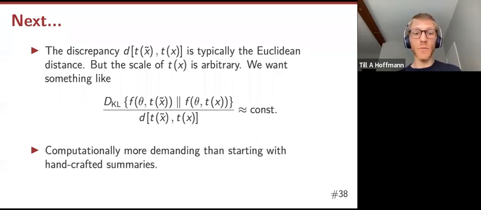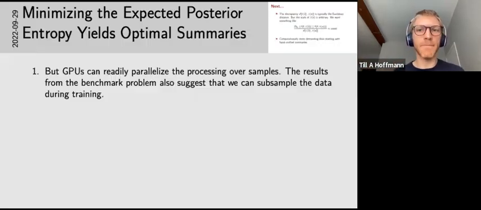It's computationally more demanding than just starting with handcrafted summaries, but fortunately, GPUs can readily parallelize the processing of examples because the first step is just independent processing. The results from this benchmark problem also suggest that we can subsample the data during training. So we don't need to look at the entire data set. We can just look at a subset and learn with mini batch gradient descent from that.